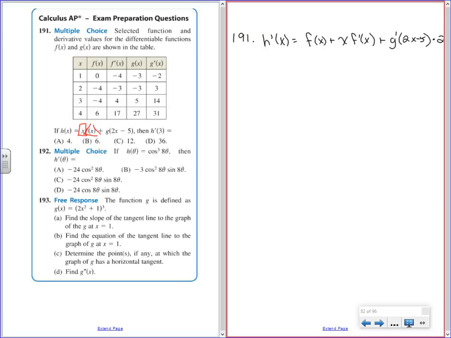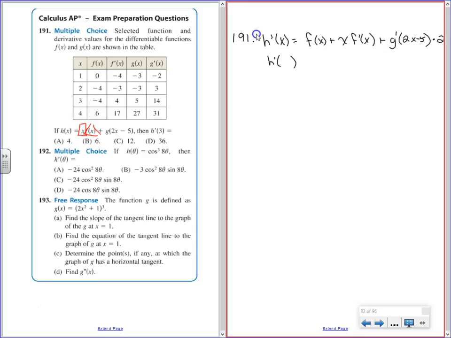I need a product rule for the first one, plus chain rule. Derivative of the outside is g prime, keep the inside, times 2. Why is the first part only f of x? Second, d first: write the f of x, derivative of the first, derivative of x. Oh, got it. So now they want h prime of who?